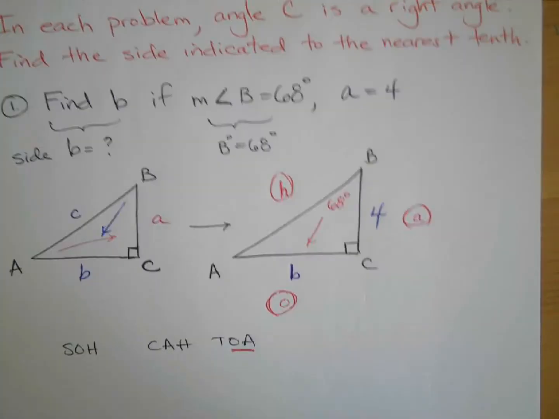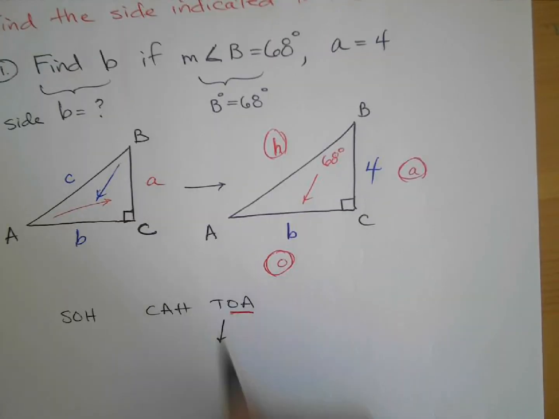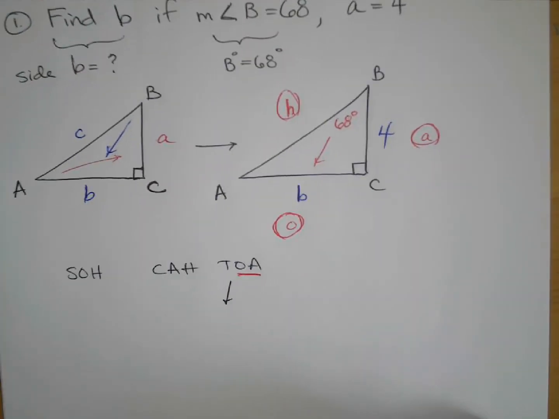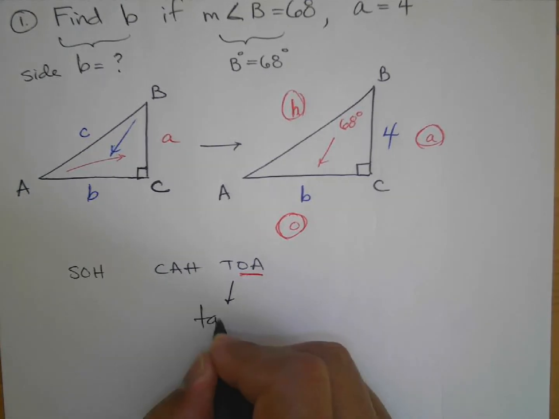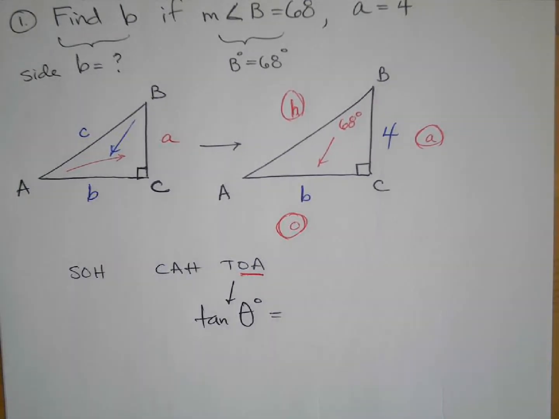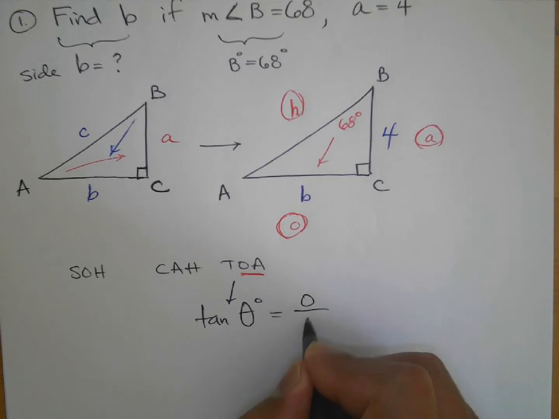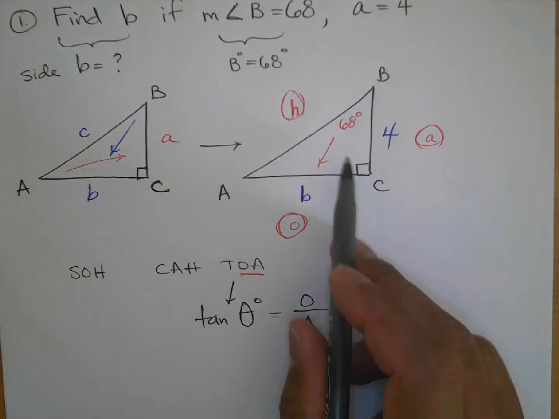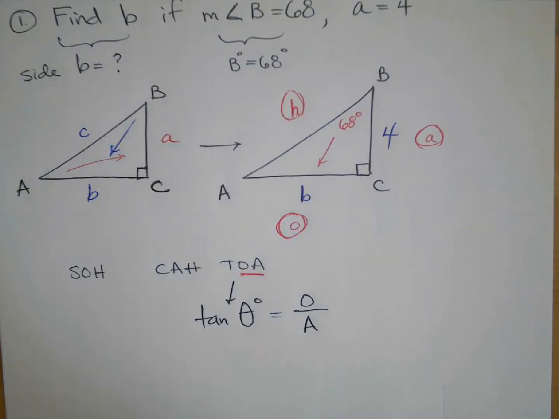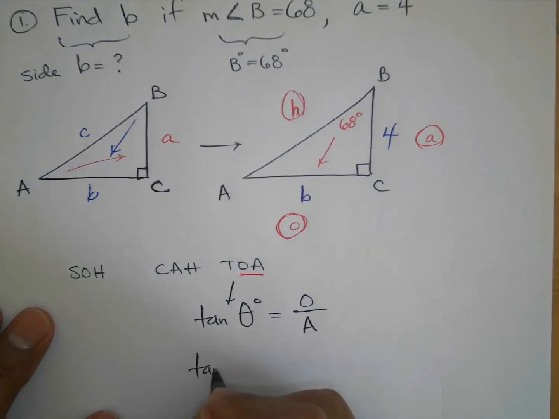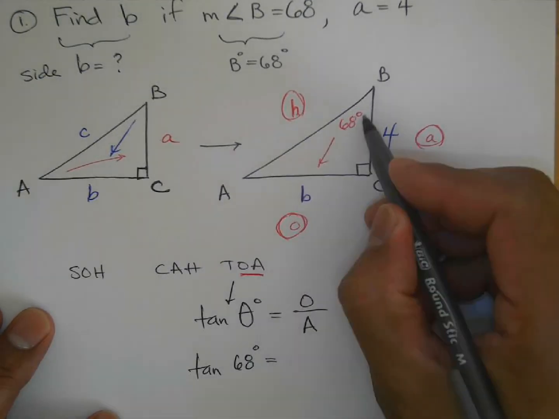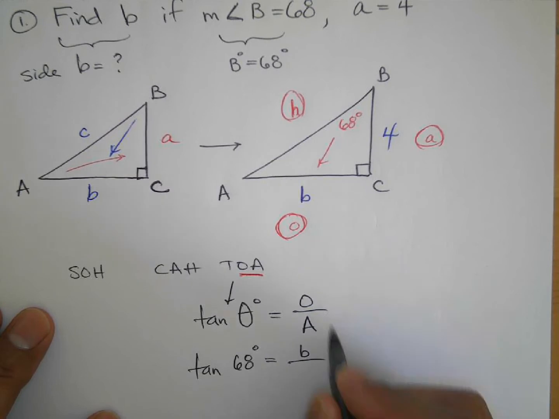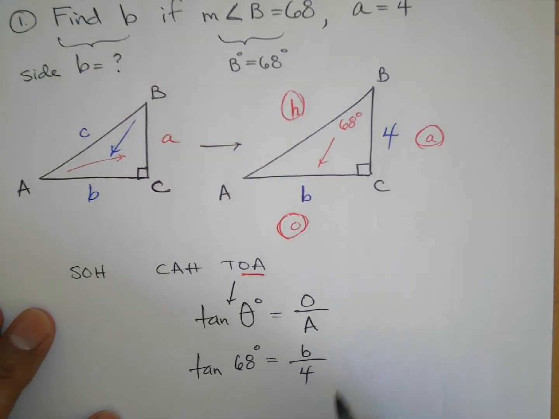That means you're using tangent. T is for tangent, the trig function. Tangent of the angle is equal to opposite over adjacent. And we have our information: we've got an angle, the opposite side, and the adjacent side. Tangent of 68 degrees is equal to, opposite is B, adjacent is 4.